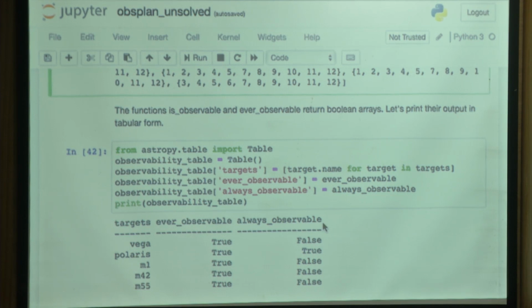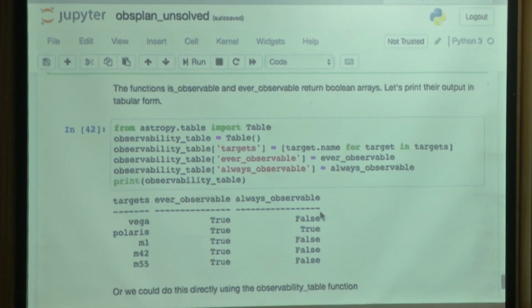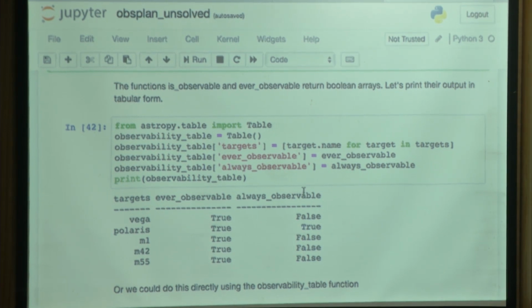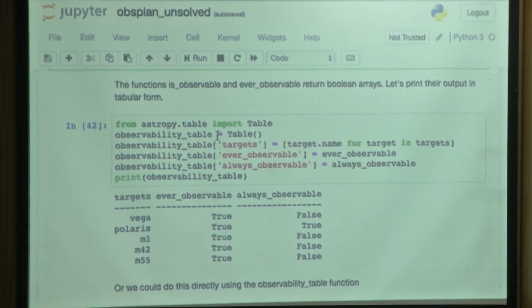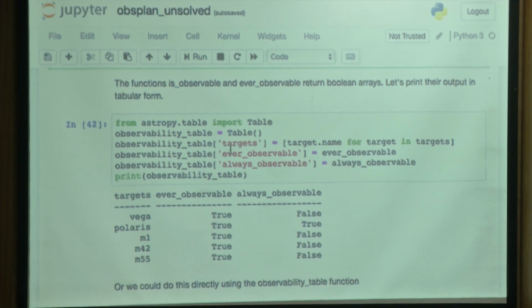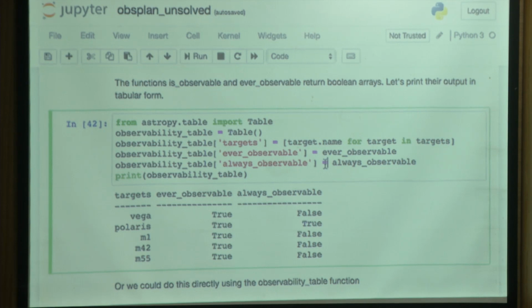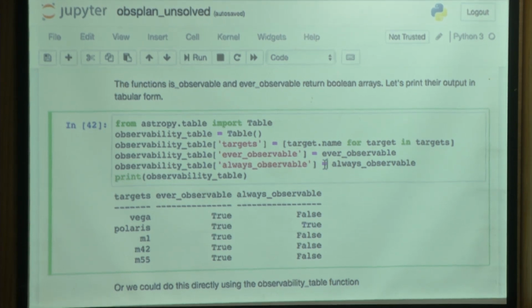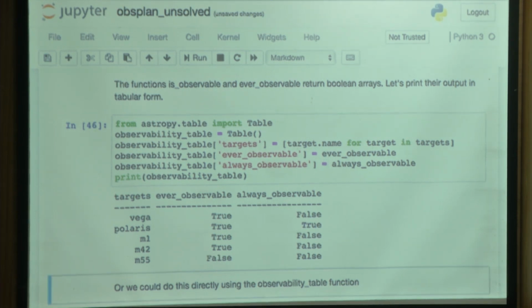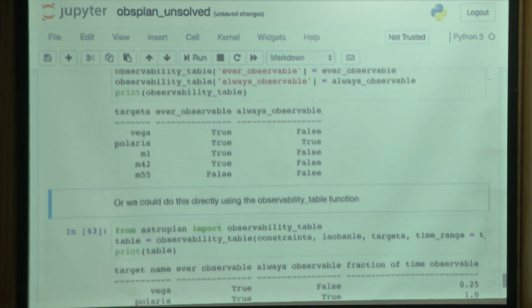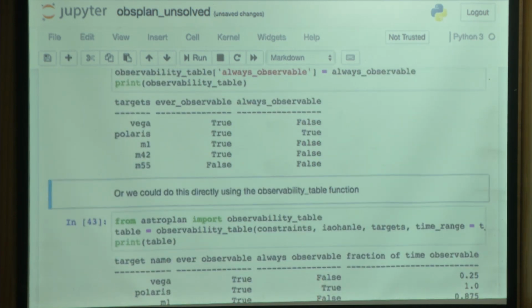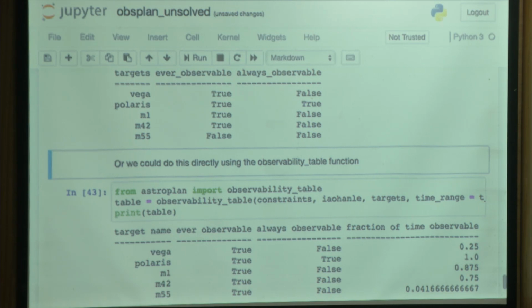Now what we can do is we can also put this in the form of a table, right? So we can actually define an observatory table using the astropy table function. So we have defined 3 columns here: the target names, ever observable and always observable. Right, so that returns a Boolean column about the observability of our sources.